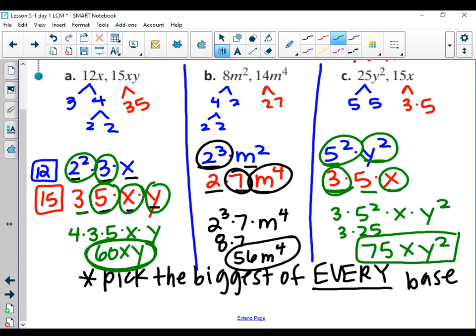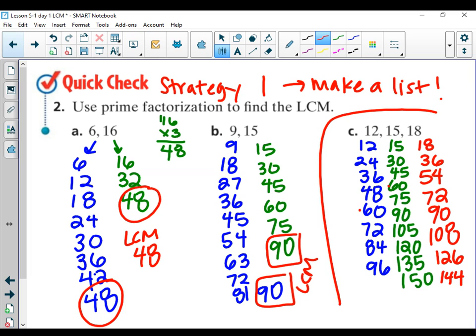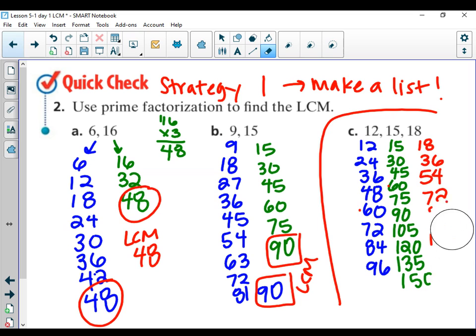Don't forget this when we talked about exponents earlier. The variables should be least to greatest. Now, why did we do that prime factorization way? Because this one over here, we never actually solved. I wasn't finding a least common multiple when I was skip counting, so I thought there has to be another way.